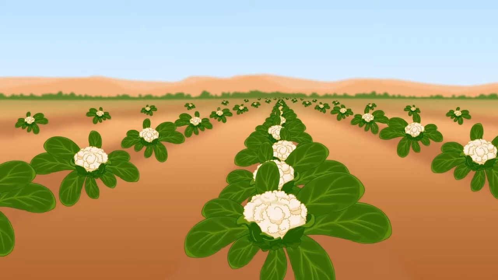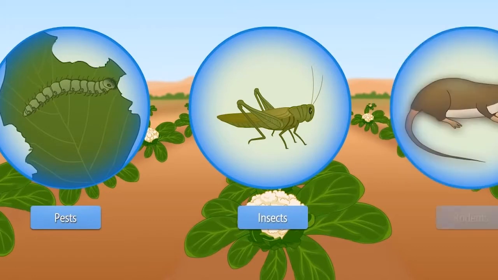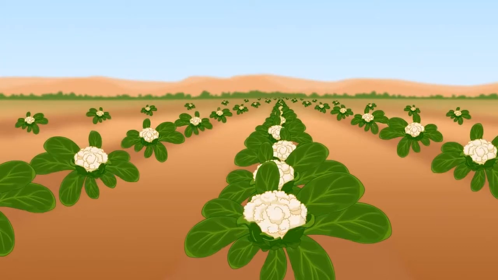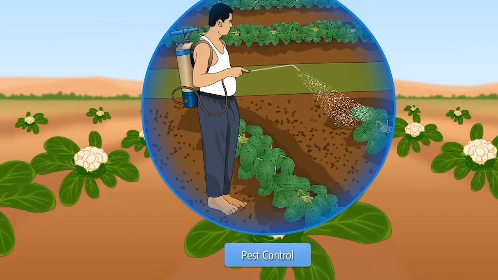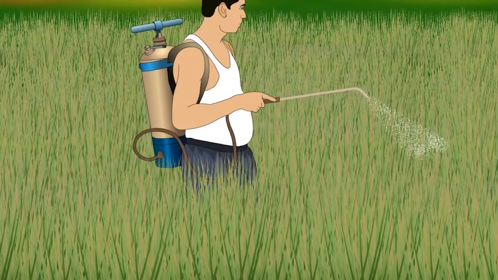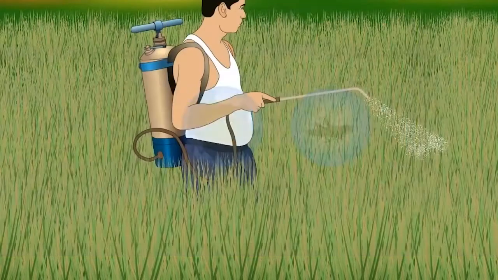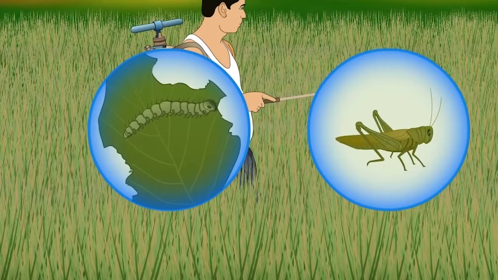Crops need protection from damage caused by pests, insects, rodents, etc. This is when pest control comes in play. Pest control. Methods of proper pest control are a must to save the crops from any damage. Pesticides, herbicides, insecticides, fungicides are necessary to prevent destruction from pests, insects, and other harmful agents.